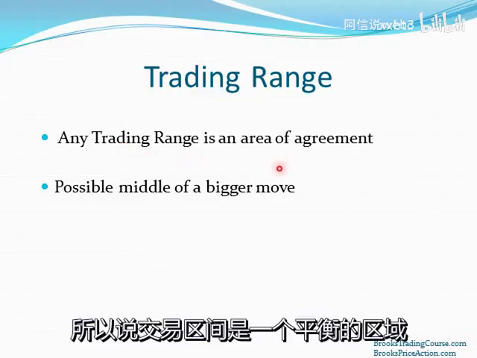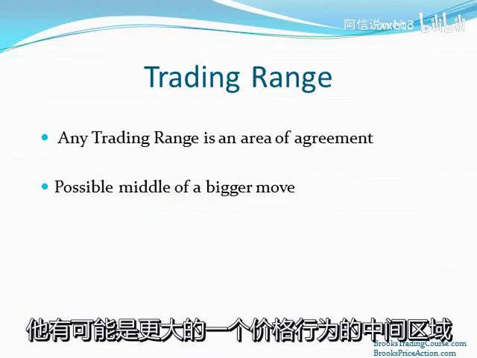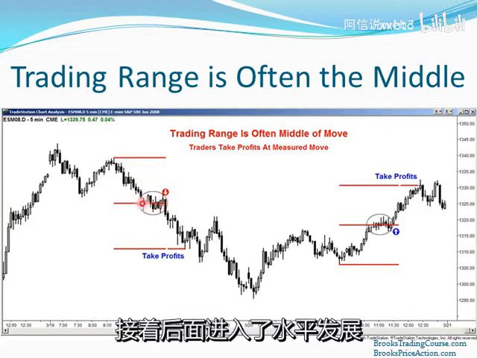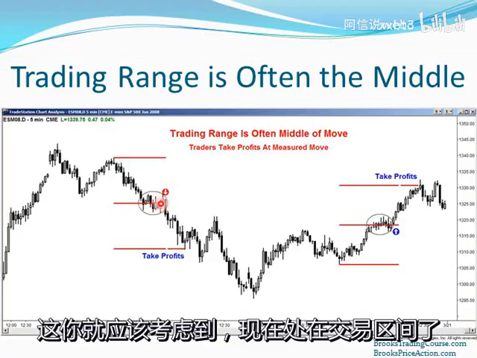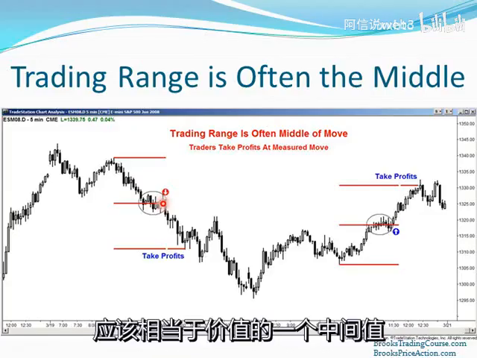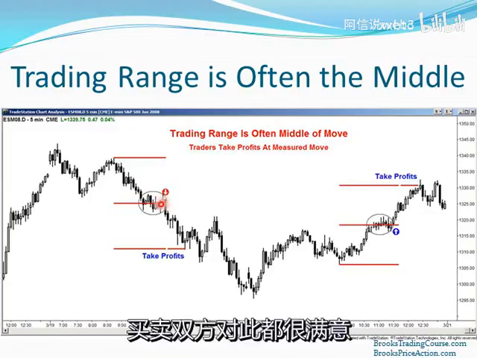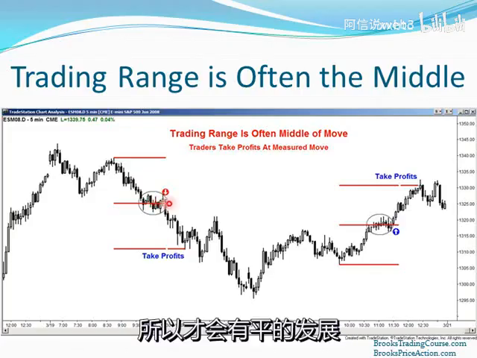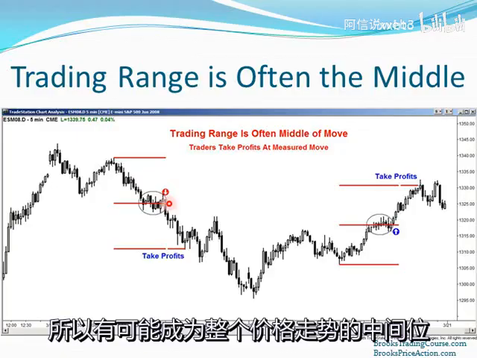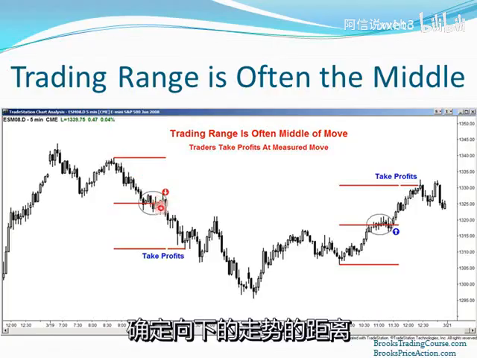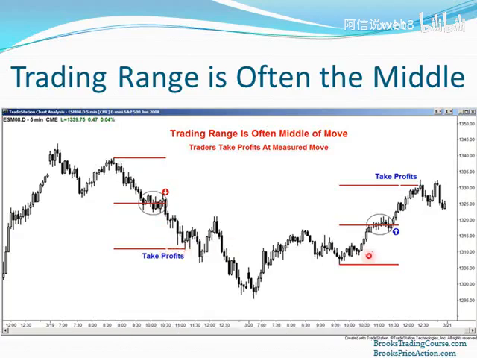Okay, so a trading range is an area of agreement, so it might be the middle of a bigger move. Here the market sold off and then went sideways. So you have to wonder, trading range, traders agree that this is probably a reasonable price, so it's probably the middle of value. Both the bulls and the bears like this area. Both the bulls are buying and the bears are selling. That's why we're going sideways. So it might end up being the middle of the entire move. So traders can project down from the top of the move to the middle of the trading range, and then find where a measured move down would be, and bears will look to take profits in that area.